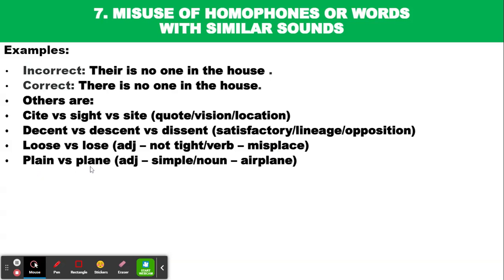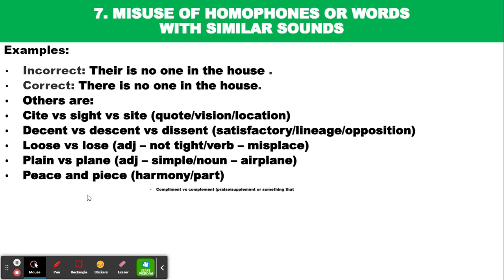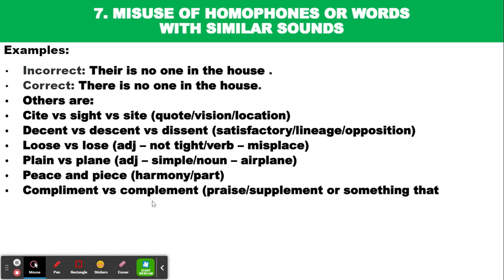We have "plain" versus "plane". Plain with AI refers to simple, the plain truth. Then plane with A refers to an aircraft. Then we have "peace" and "piece". The one with EA refers to harmony. The one with IE refers to a part, such as a piece of cloth. We have "compliment" versus "complement". The one with I refers to praise, all right? The one with E refers to a supplement or something that completes another.